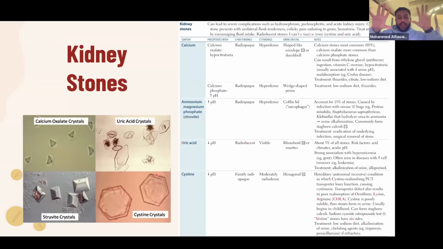Normally, we have two kidneys. If the patient has a stone in one kidney, the other kidney will compensate. So you won't have acute kidney injury. If you have patients with one kidney, and they have a stone, this will cause renal damage and renal failure, because the other kidney cannot compensate anymore.